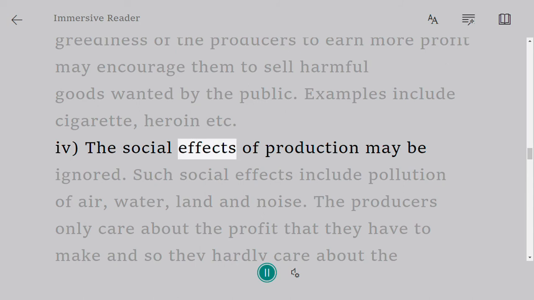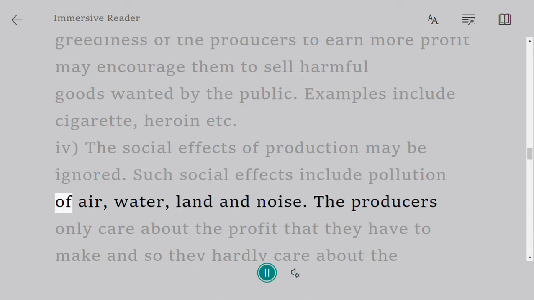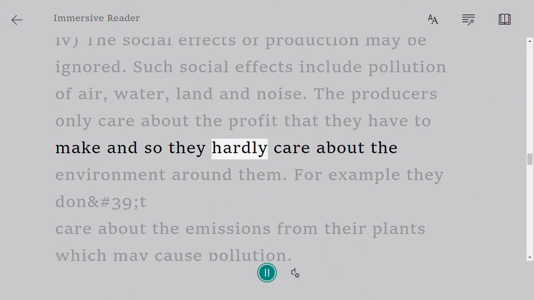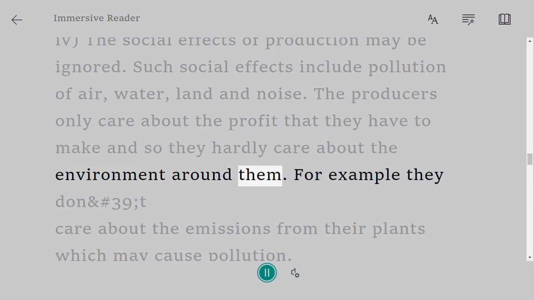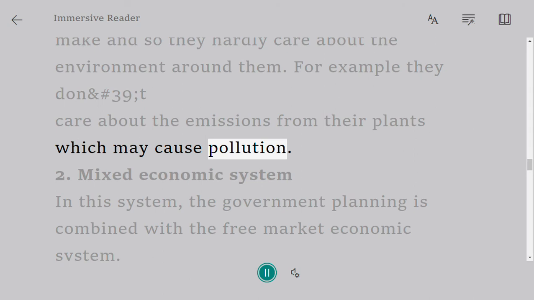4. The social effects of production may be ignored. Such social effects include pollution of air, water, land, and noise. The producers only care about the profit that they have to make, and so they hardly care about the environment around them. For example, they don't care about the emissions from their plants, which may cause pollution.